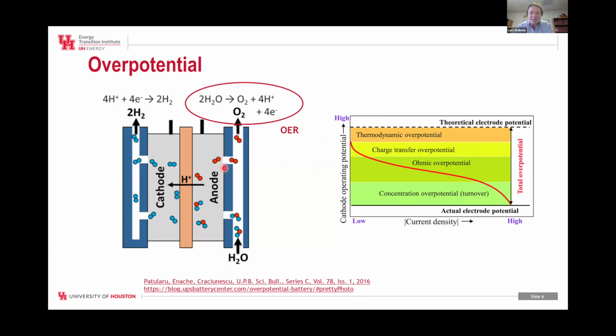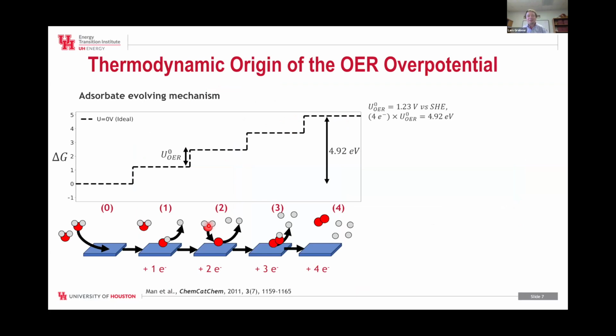Now, it turns out that the oxygen recombination, or the evolution of molecular oxygen, is the part of this process that requires the most overpotential. So it has a lot of limitations. And so a lot of the research efforts need to be focused on finding these anode materials that are beneficial and lower the overpotential.